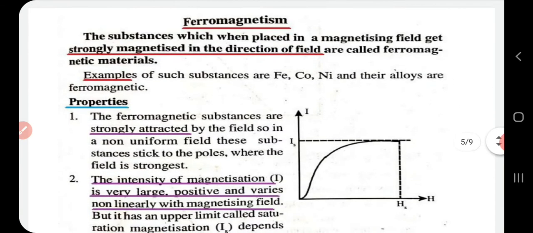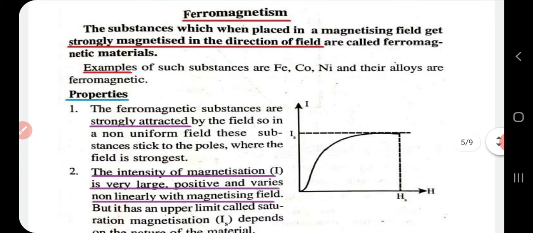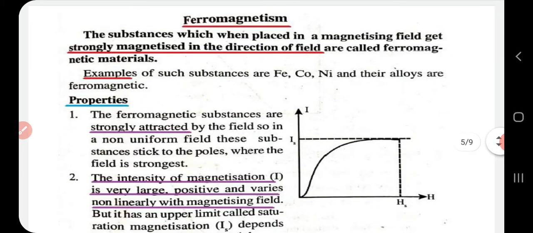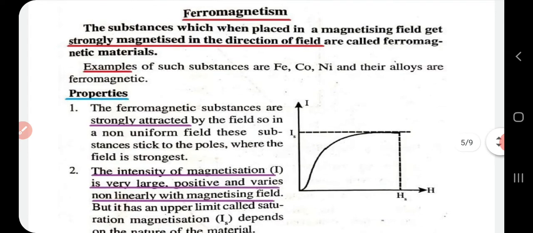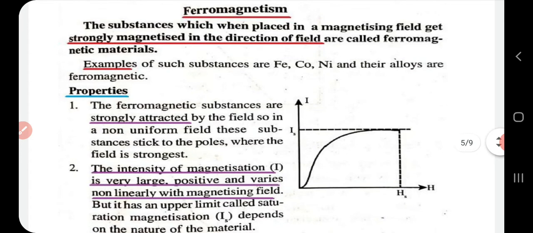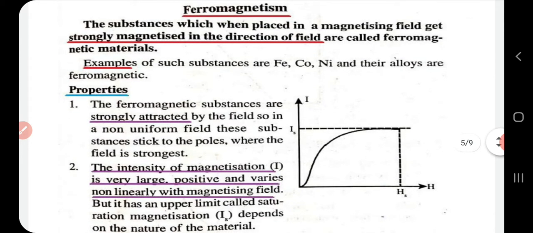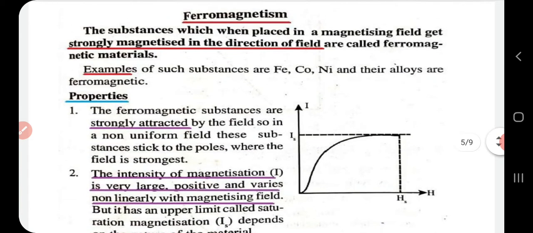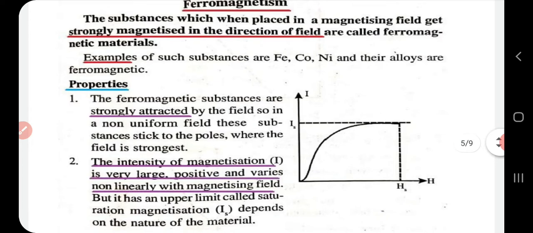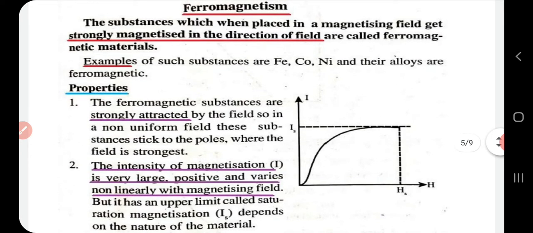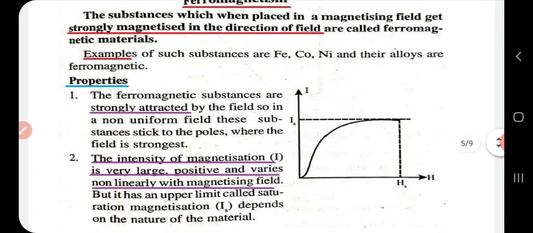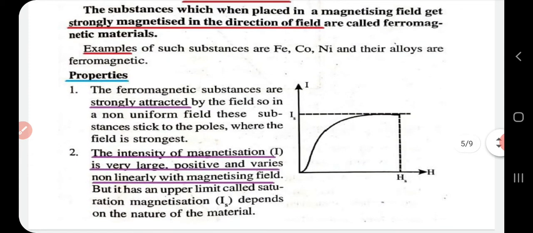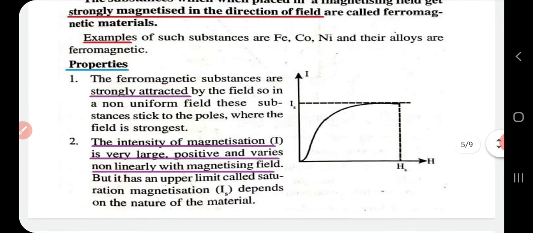Now ferromagnetism means such substances, when placed in a magnetic field, get strongly magnetized. In the diamagnetic case it is feebly magnetized. Here the direction of magnetization is in the same direction as that of the applied field, whereas in the diamagnetic case it is opposite to that of the applied field. So ferromagnetic substances are those substances which, when placed in a magnetic field, get strongly magnetized in a direction similar to that of the applied field. That itself is the first property, and its examples are iron, cobalt, nickel, and their alloys.